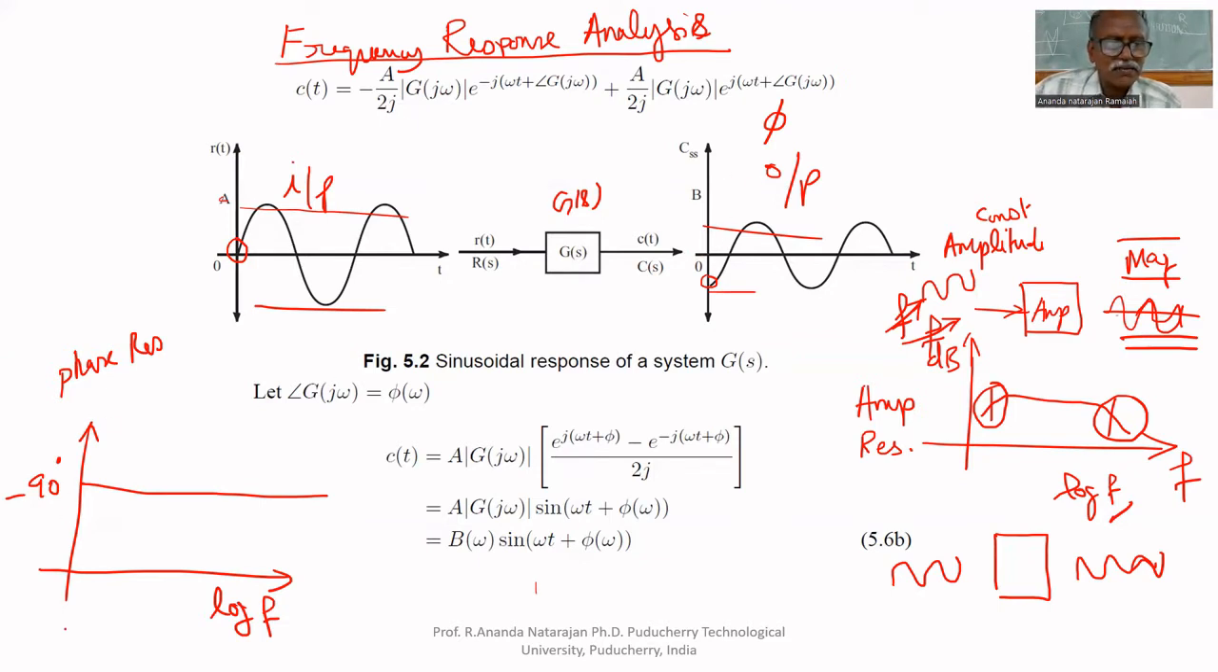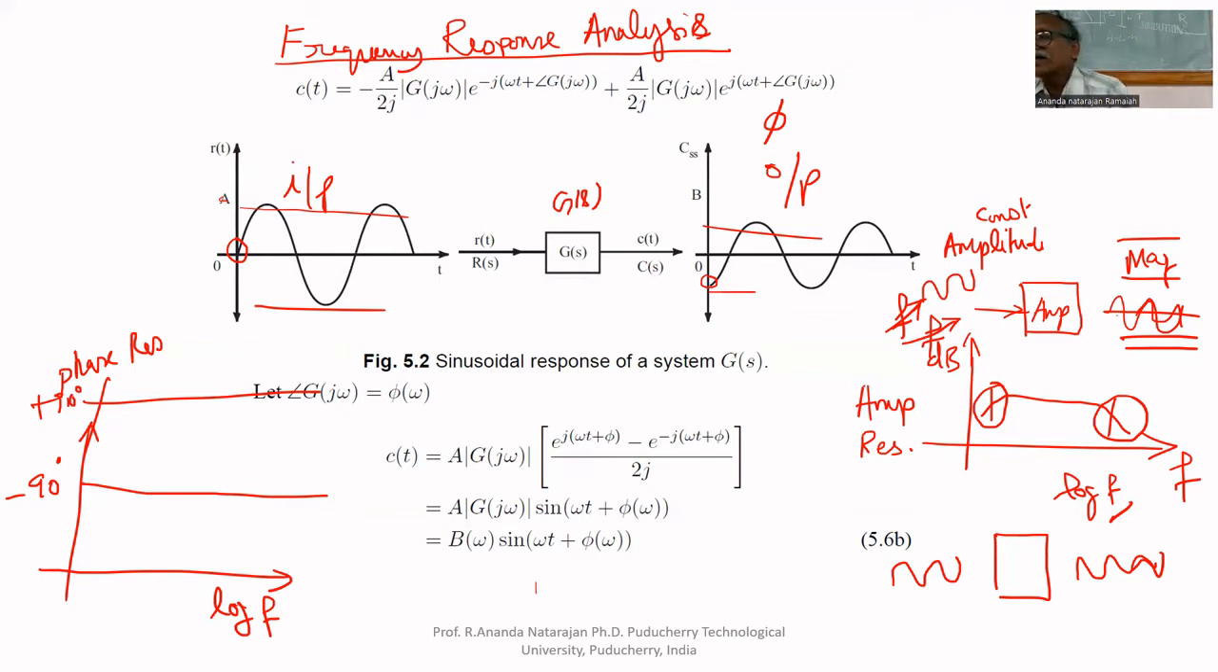Suppose there is always a phase shift of plus 90 degrees, that is also a horizontal line. Suppose the phase shift is changing, then you will get an inclined line. That is called the phase response. So there are two frequency responses.